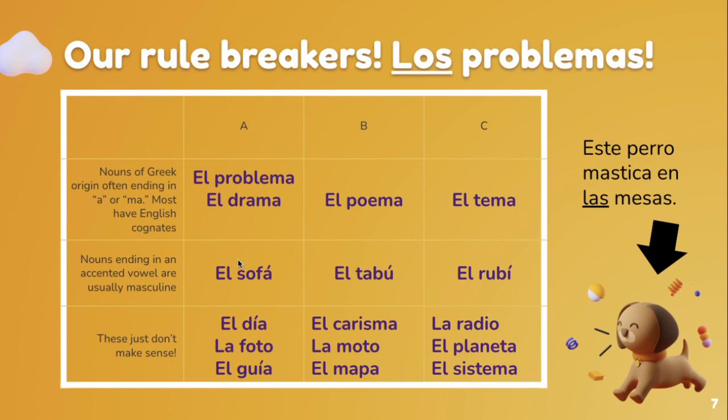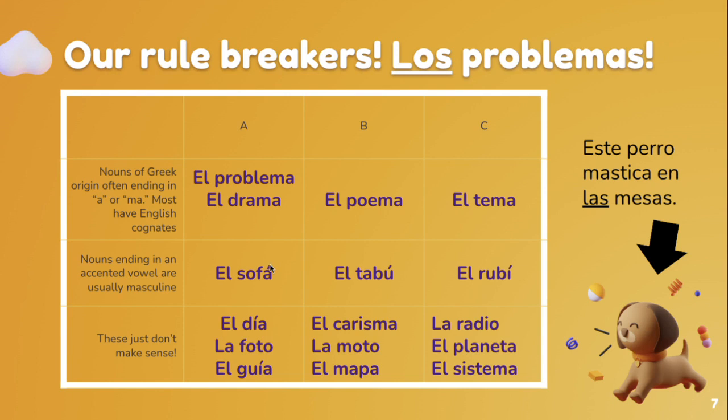All right. And if you want to know why, the nouns of Greek origin often ending in A or ma, most of those have English cognates, right? So when we have like problema, drama, poema, tema, all of those are of Greek origin. Because of that, they get the masculine article. So it's not la problema, it's el problema. It's not la drama, it's el drama. It's not la poema, it's el poema. And it's not la tema, it's el tema. All right, again, make sure to write these down in your notes. You're going to need to memorize these.